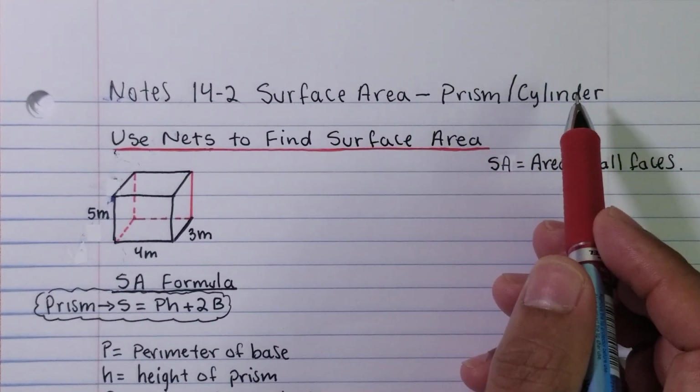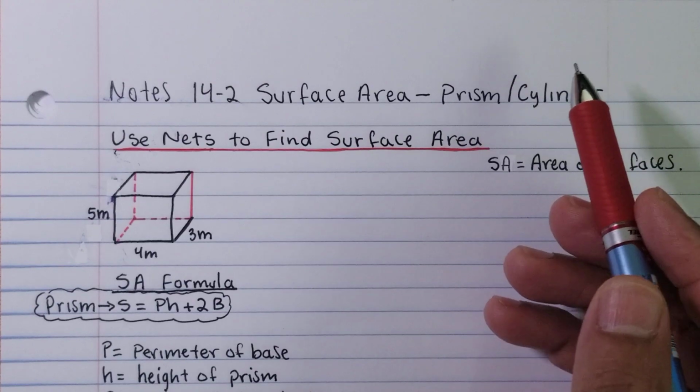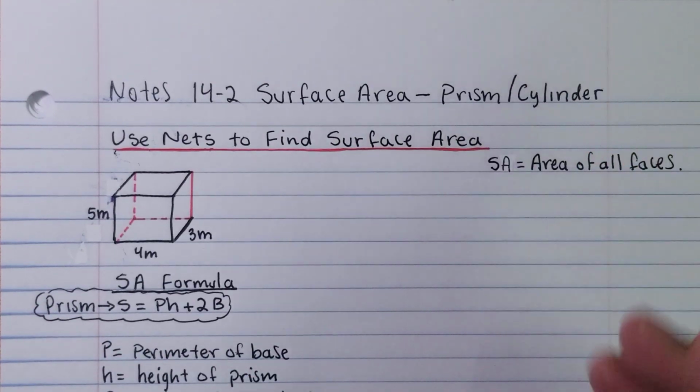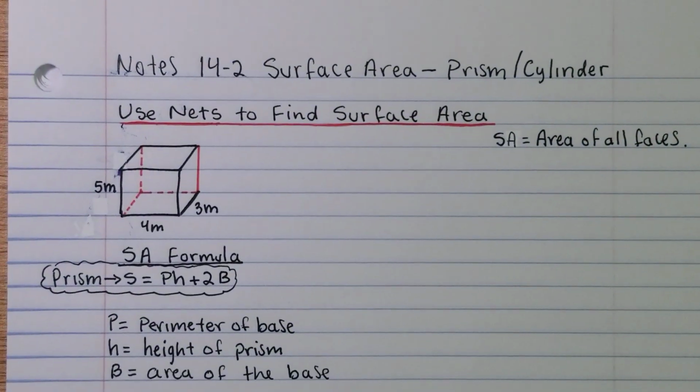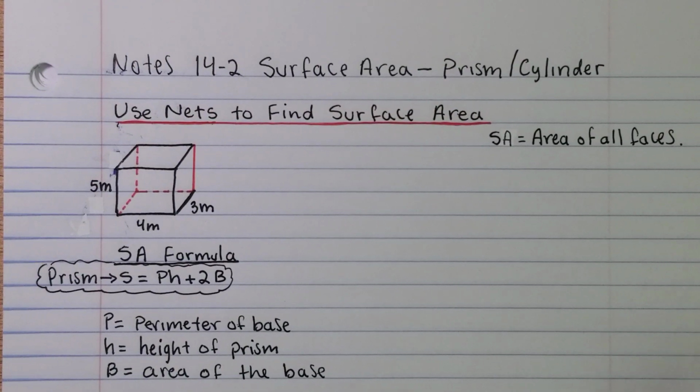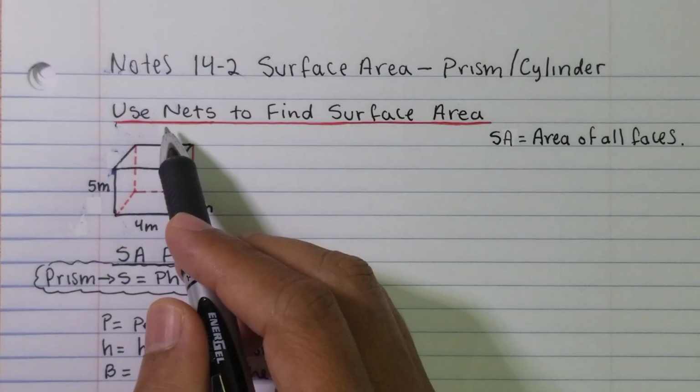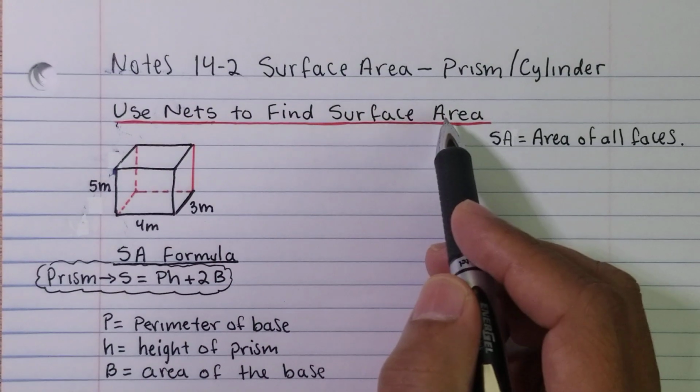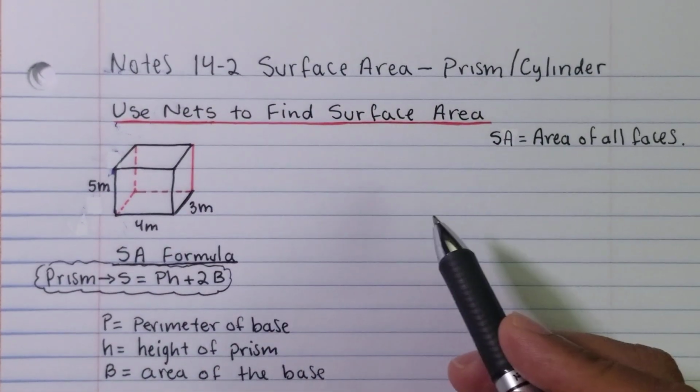Okay, so I'm going to ask you to pause the video and for now just copy up to there. Go ahead and pause the video, copy that down, and then you can press play to continue. Okay, so we're going to use nets to find the surface area of this prism for now.